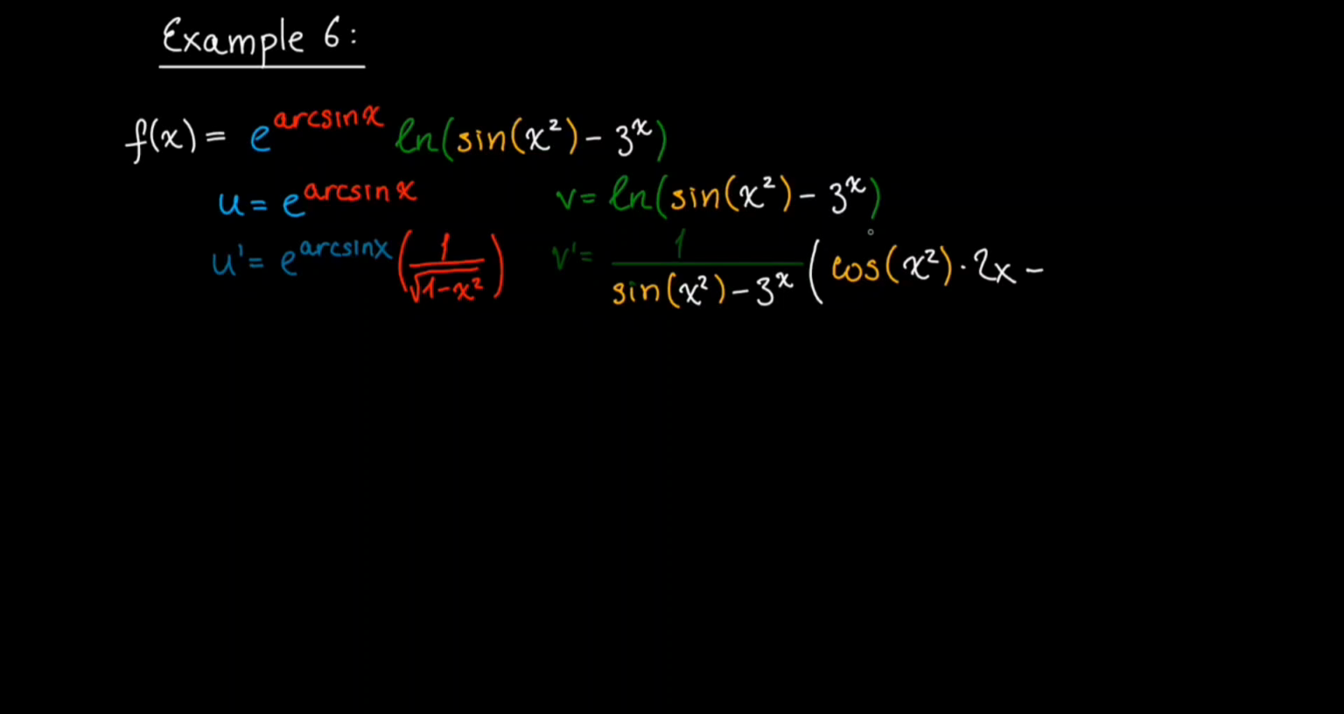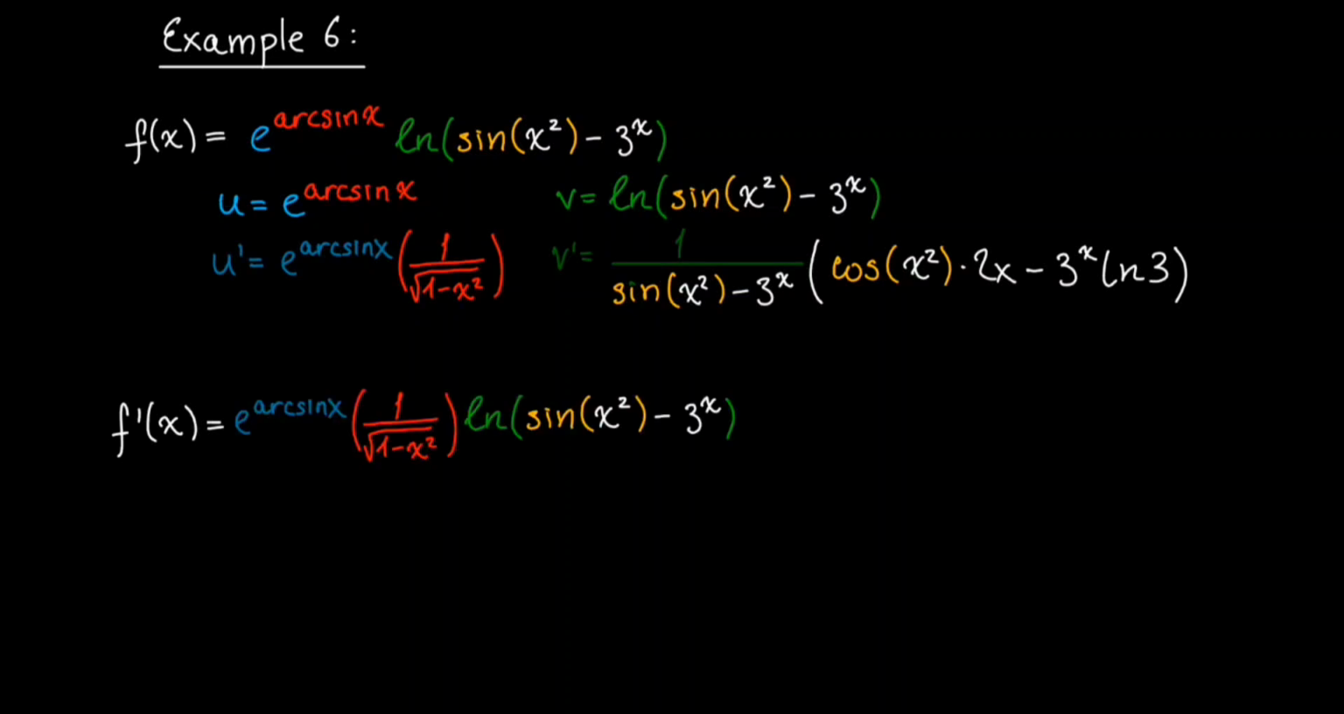And then we subtract the derivative of 3 to the power of x. And as discussed in part 10, this derivative is going to be itself, 3 to the power of x, multiplied by a coefficient ln of 3. Now finally, we have all of our 4 components, meaning we can write the expression for the derivative of f.